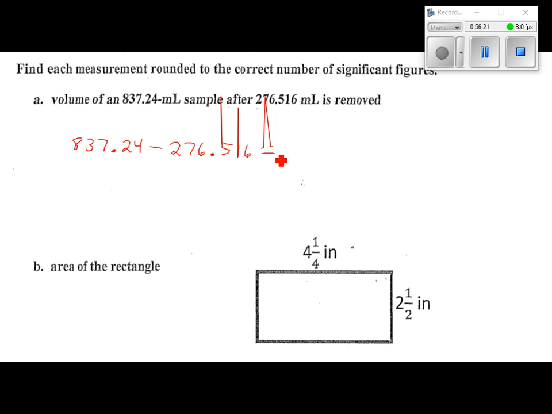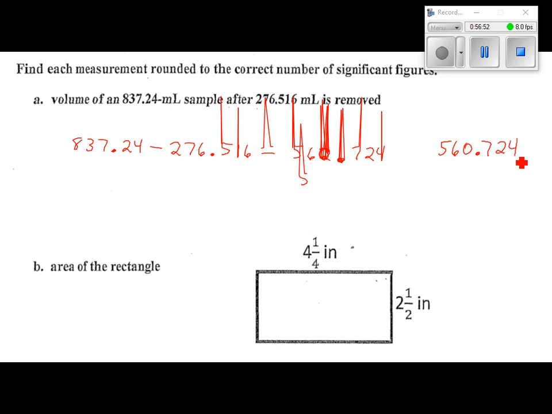Somebody subtract that for us. 560.724. Oh, 560. I keep messing up the decimals. 560.724. Is that right? Okay.